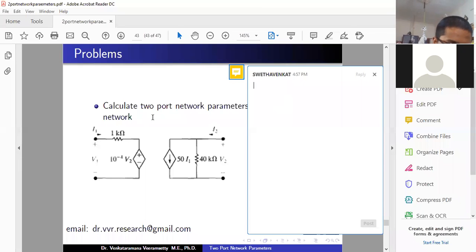So I want to calculate the Z parameters of the given two-port network. It is a two-port network, right? The first port has the voltage V1 and current I1, the second port has the voltage V2 and current I2. So write the Z parameter equation. V1 equals Z11 into I1 plus Z12 into I2. Similarly, V2 equals Z21 into I1 plus Z22 into I2, right?